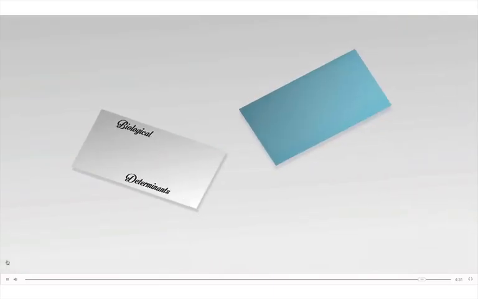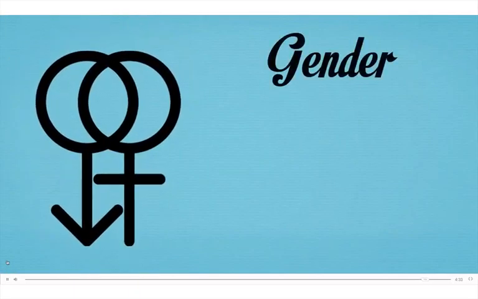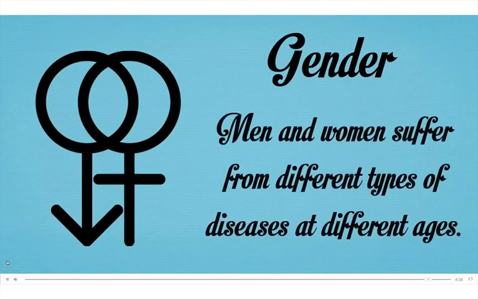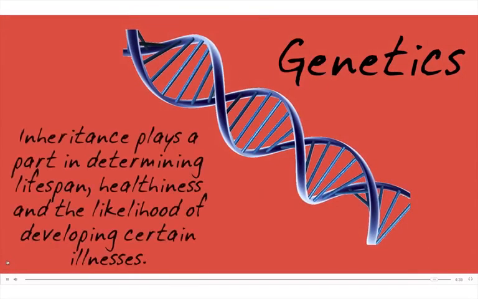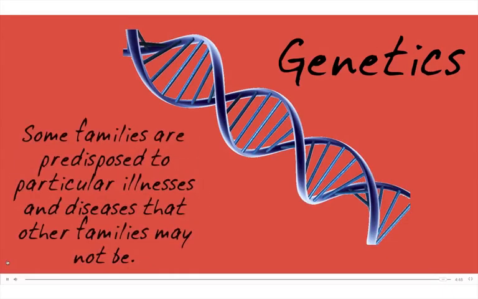Biological determinants. Gender. Men and women suffer from different types of diseases at different ages. Genetics. Inheritance plays a part in determining lifespan, healthiness, and the likelihood of developing certain illnesses. Some families are predisposed to particular illnesses and diseases that other families may not be.